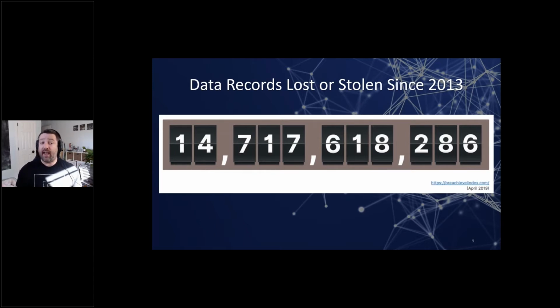There are 7.5 billion people on the planet. That essentially means that every single individual on the planet has had 2 pieces of personally identifiable information stolen in the last 6 years, if you want to do the basic math. That is a terrifying amount of data out there.